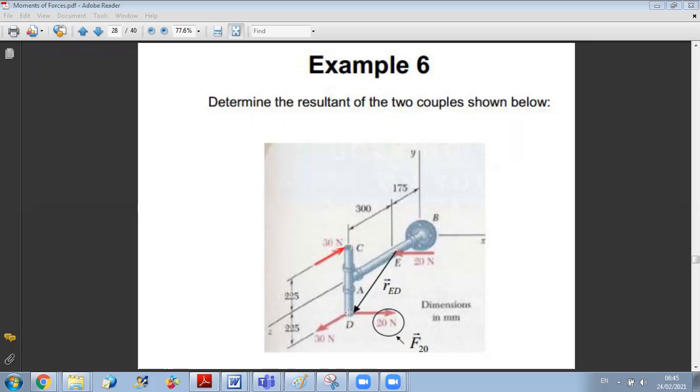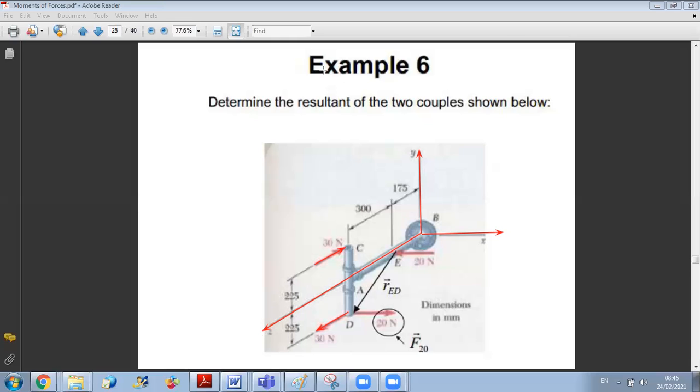Because look, the two 30 Newton forces are in which plane? Look, they are in plane YZ. Yes, they are in plane YZ. This means what? They will produce a moment about which axis? Only X. Exactly. They will produce moment about X. Now, who will tell me from the right-hand rule, is it a positive moment along X or a negative one?